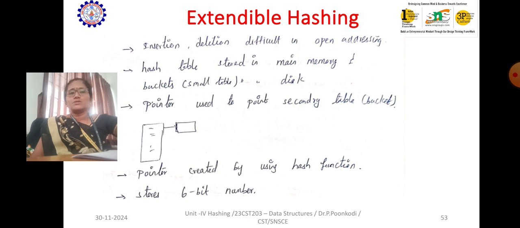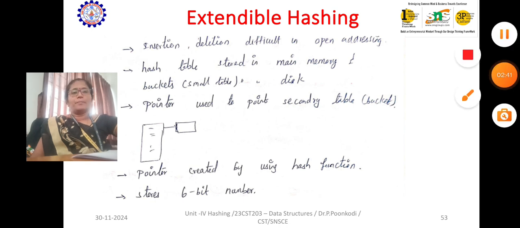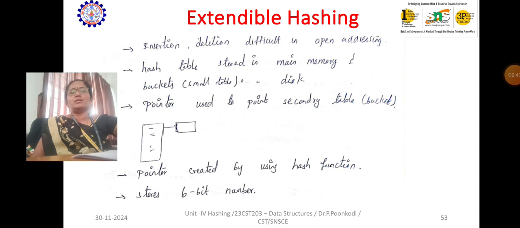The next one is extendable hashing. The problems faced in open addressing are insertion and deletion. In those cases we go for extendable hashing. The hash table is stored in main memory, and the small tables, that is the buckets, are stored on the disk. For pointing to and retrieving the data, we use a secondary table with the help of pointers.